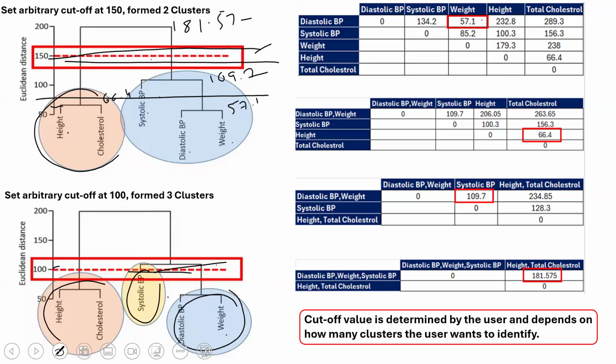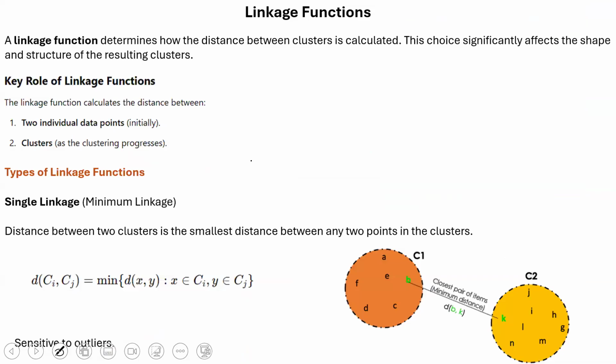Once you have created the dendrogram, you can set any arbitrary value as the Euclidean distance. Based on that arbitrary value, you will form a number of clusters. Here, if you set the Euclidean distance as 100, you come up with three different clusters. Whereas in this case, when you set the arbitrary value as 150, you come up with two different clusters. So this is all about agglomerative clustering.